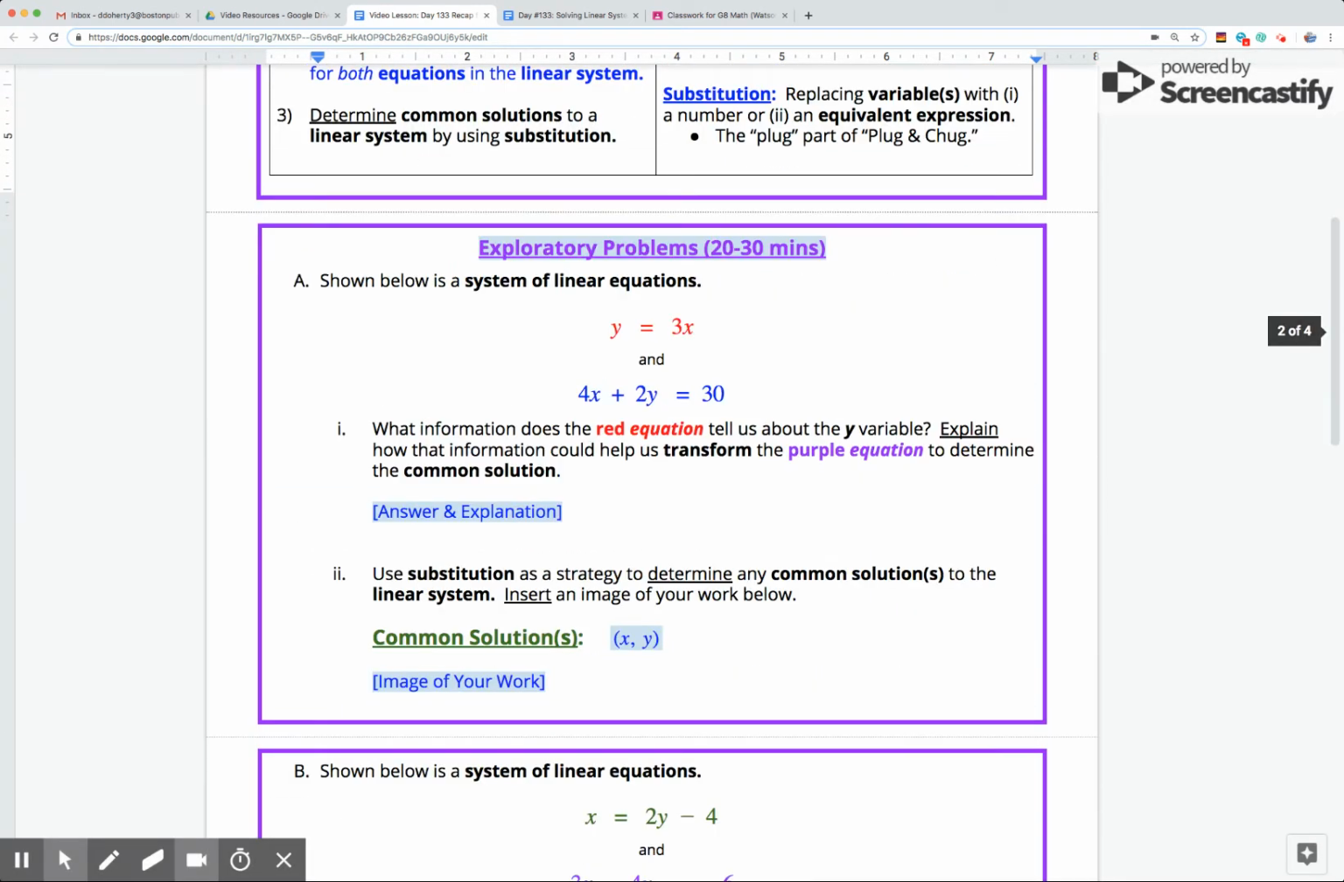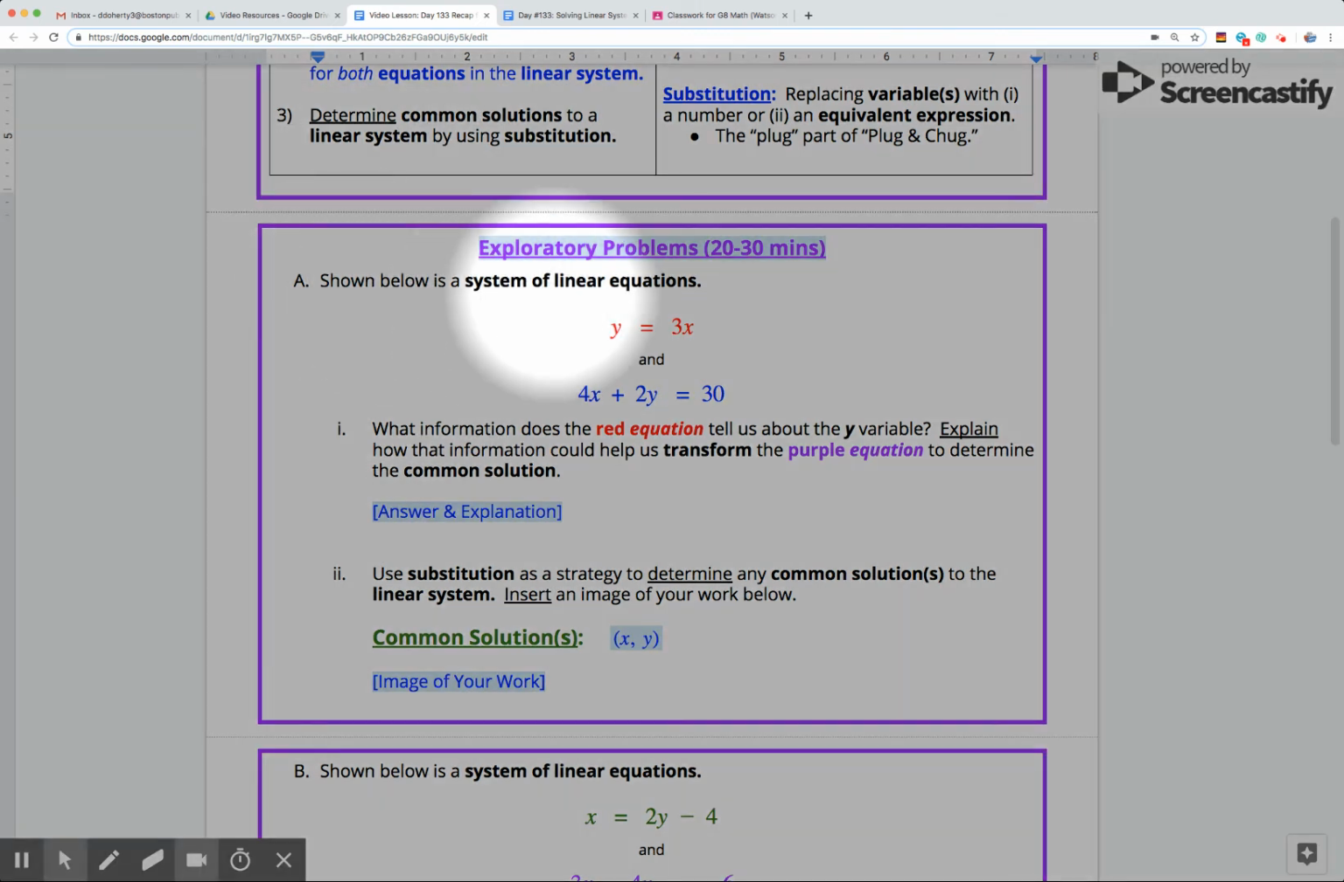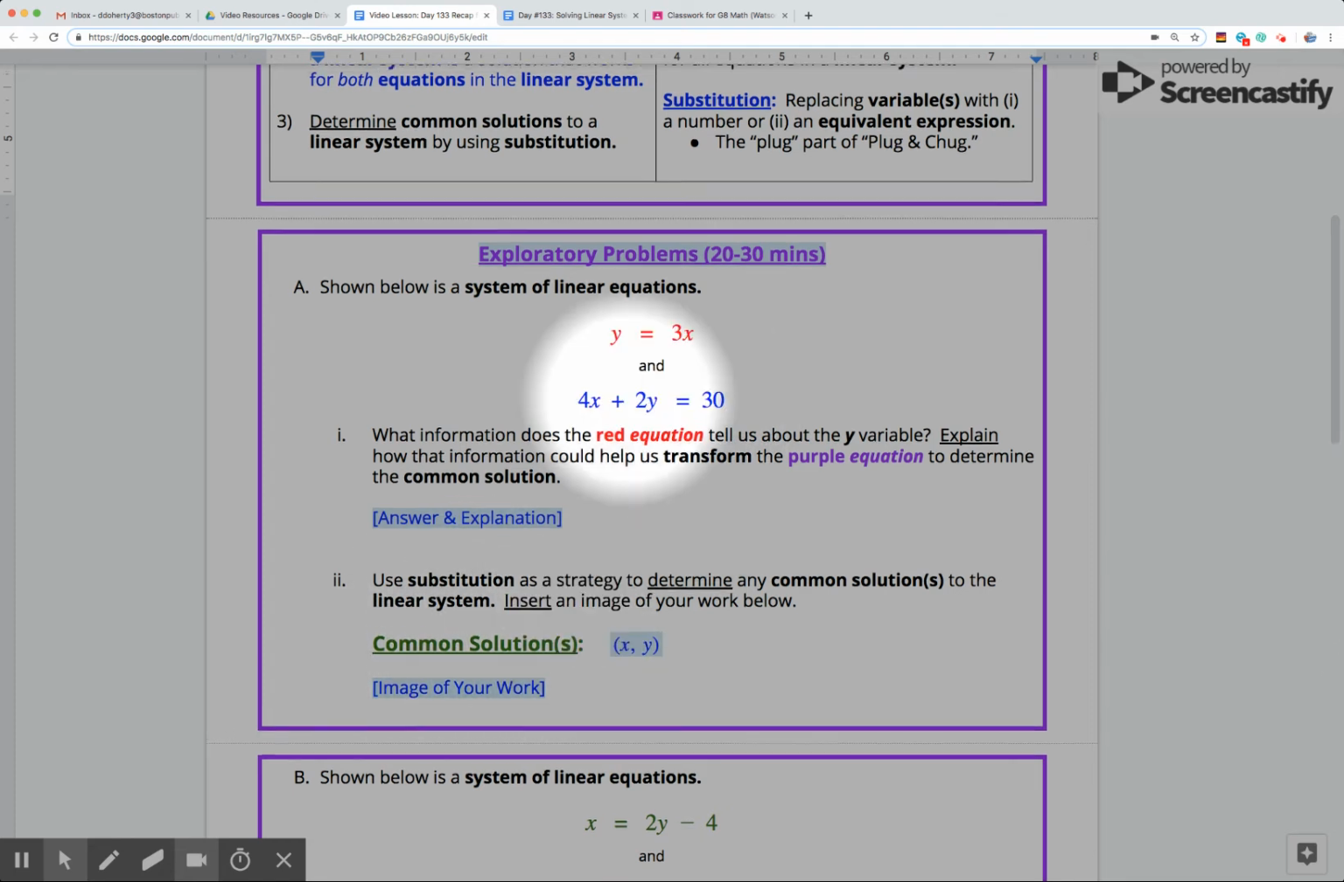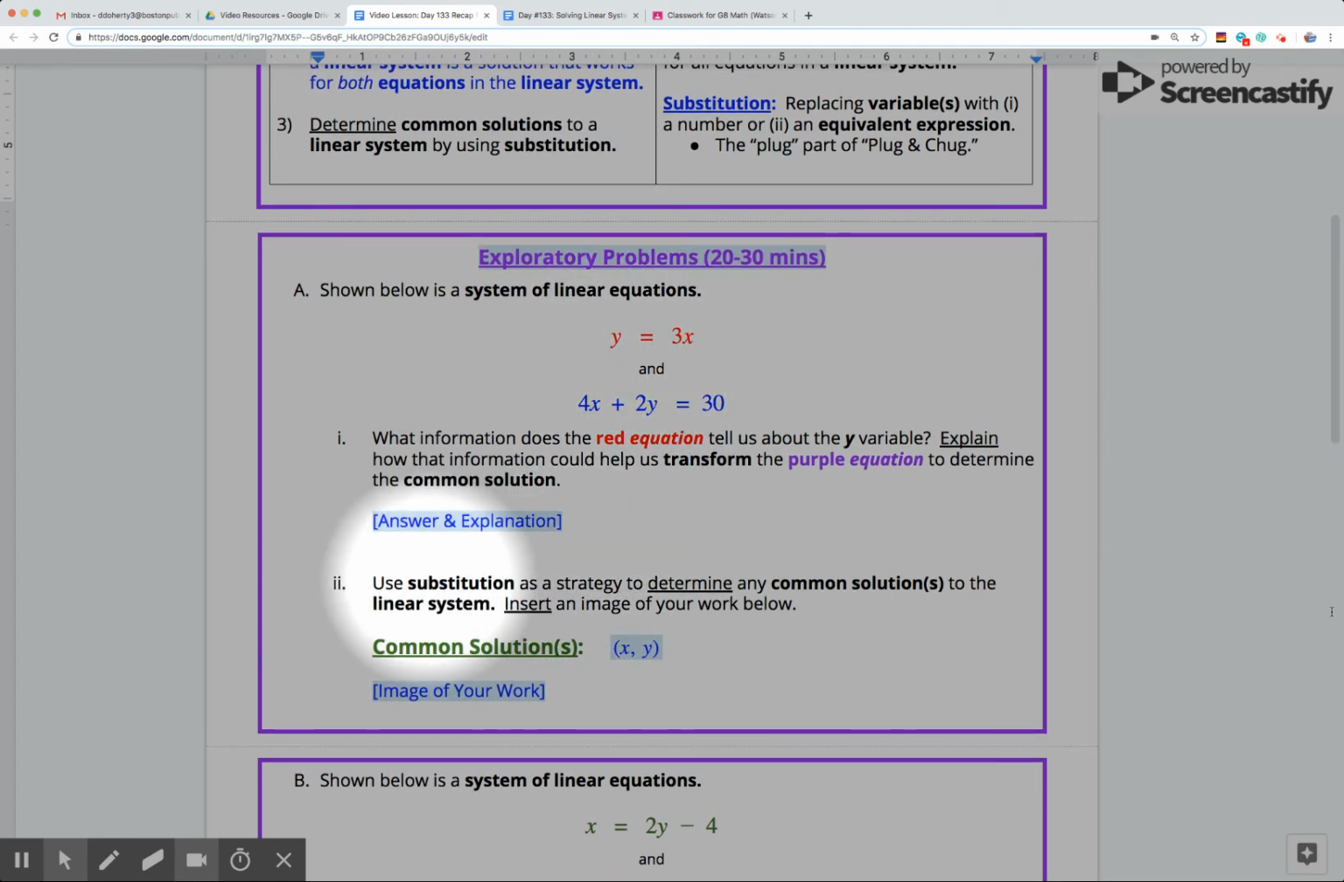So the first problem today for Explore Problems, problem set A, we were given a linear system, or a system of linear equations. The first equation in red was y equals 3x, and the second equation in blue was 4x plus 2y equals 30. Our ultimate goal is going to be to find the common solution to this linear system again. Our method today is going to continue to be substitution.